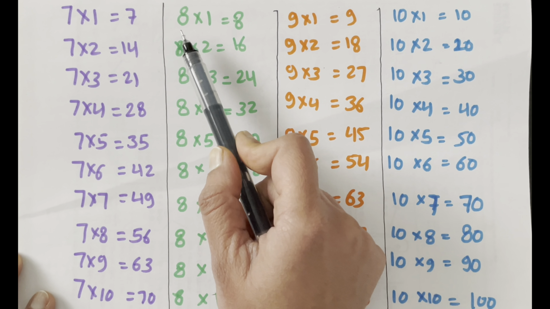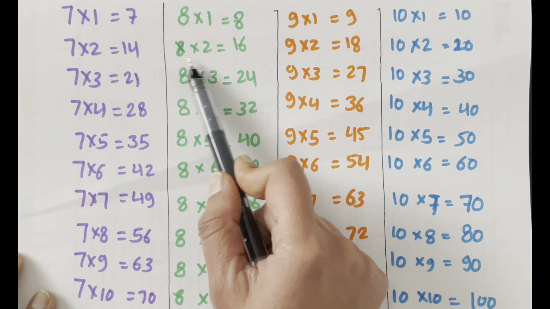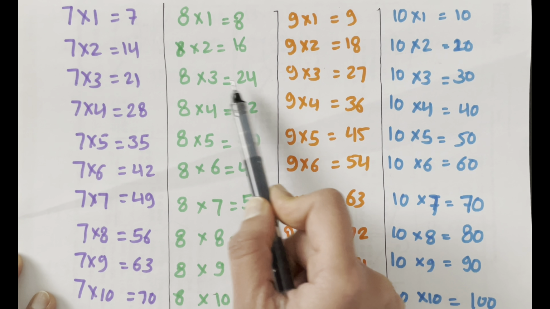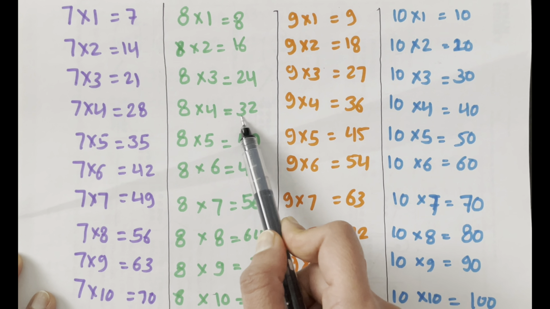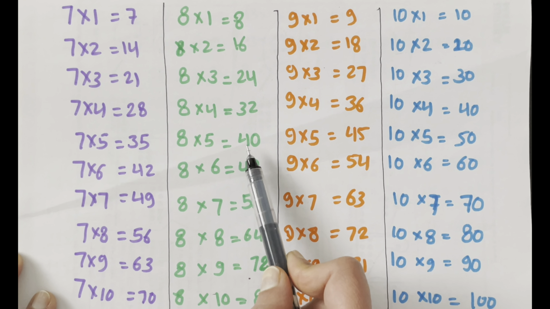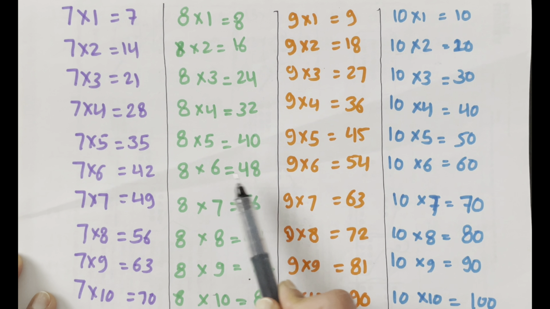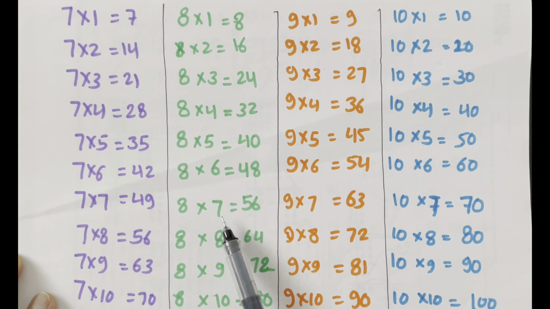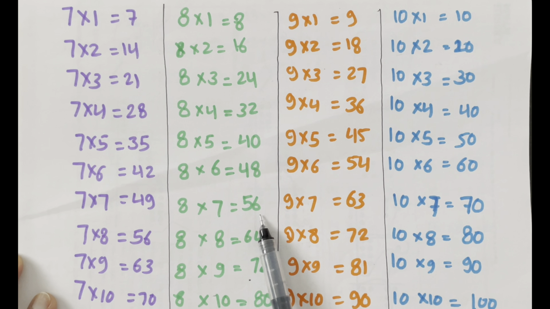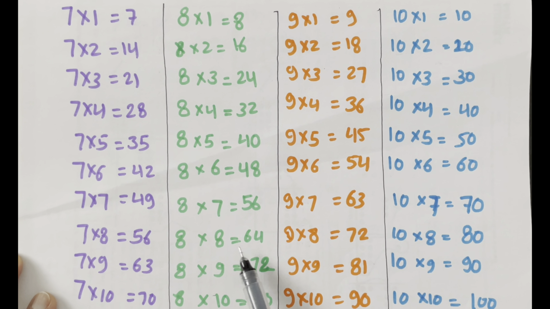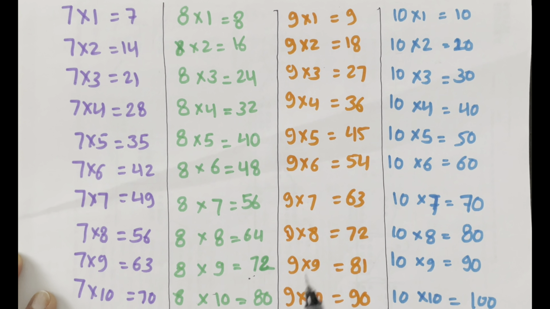Table of 8. 8 times 1 is 8, 8 times 2 is 16, 8 times 3 is 24, 8 times 4 is 32, 8 times 5 is 40, 8 times 6 is 48, 8 times 7 is 56, 8 times 8 is 64, 8 times 9 is 72, and 8 times 10 is 80.